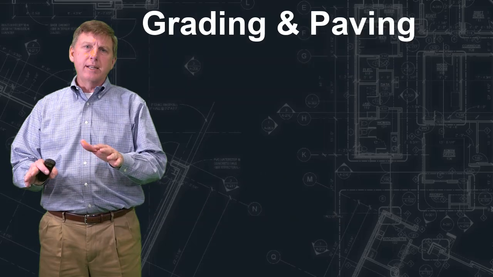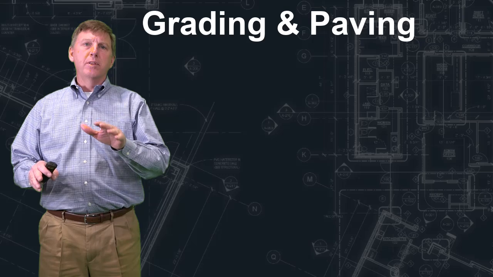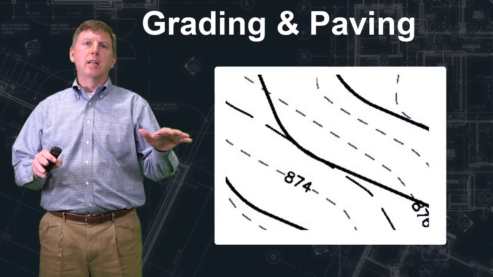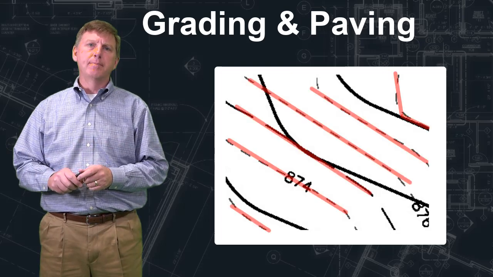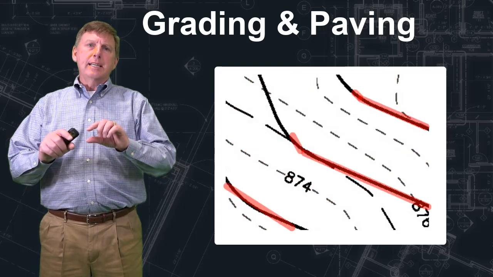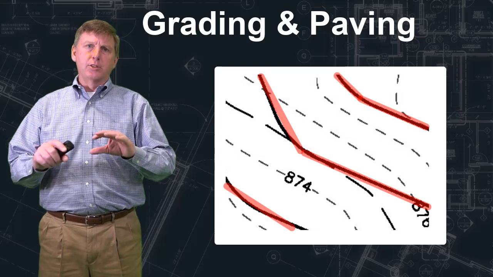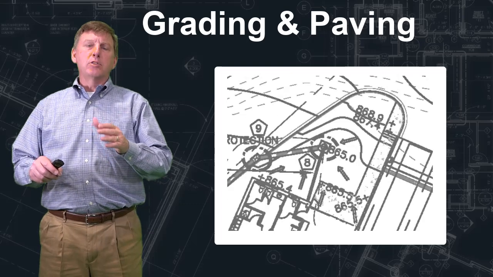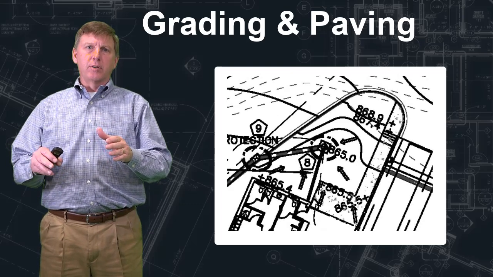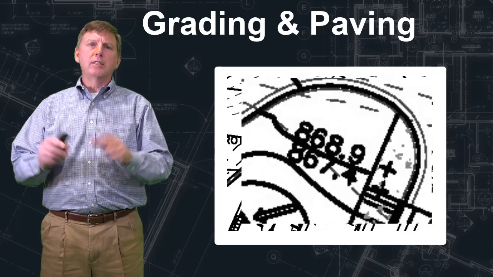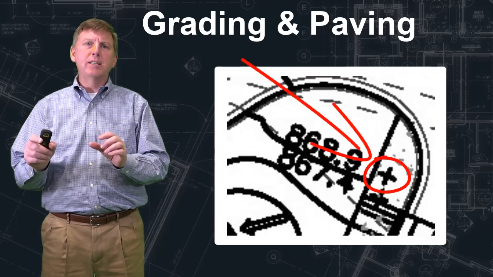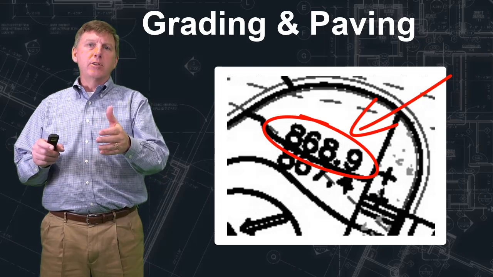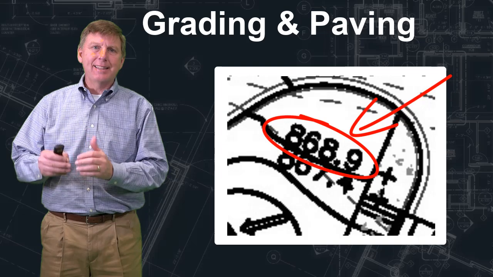Let's talk about grading and paving now, and we're going to start with the basics of grading. You already know that the existing grade is shown in light dashed lines across the drawing, and the new grade is shown in darker, solid lines across the drawing. What we're going to add now is that there are also spot elevations shown on a grading plan. Those are crosses on the drawing with an actual elevation number, sometimes all the way to the decimal point, so that you know exactly what the grade should be at that particular point.